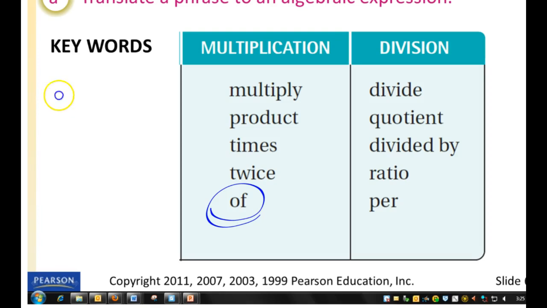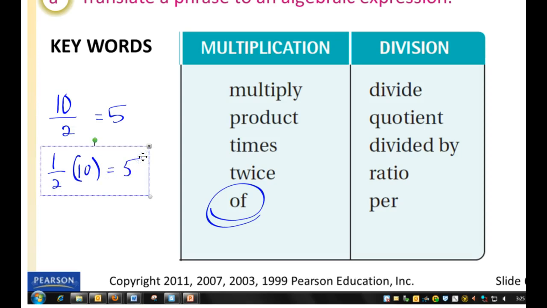Half of 10 is 5, and most students think half of 10 is 5. It could be written like this, which is correct. But another way to write it is 1/2 of 10 is 5. So I want you to see that there's actually a multiplication going on here. What you did not do is divide by half of 10. Of does not mean to divide, because this equals 20, and that's not what you mean. So make sure that you know that of means to multiply.